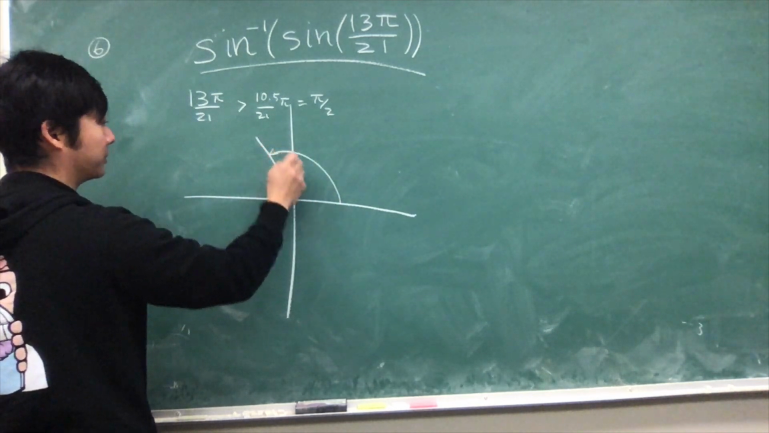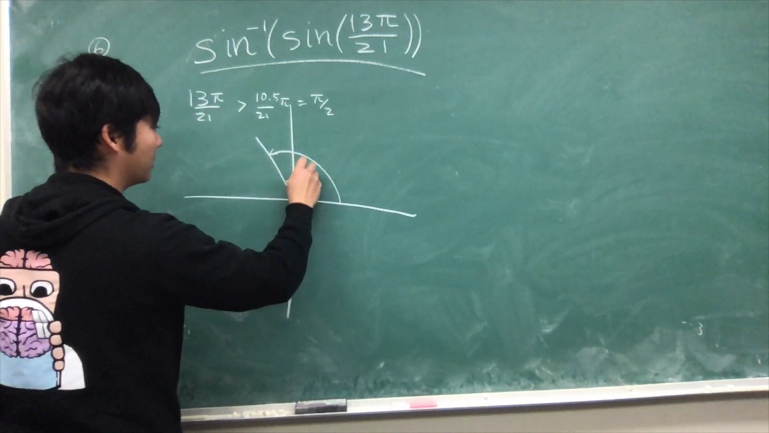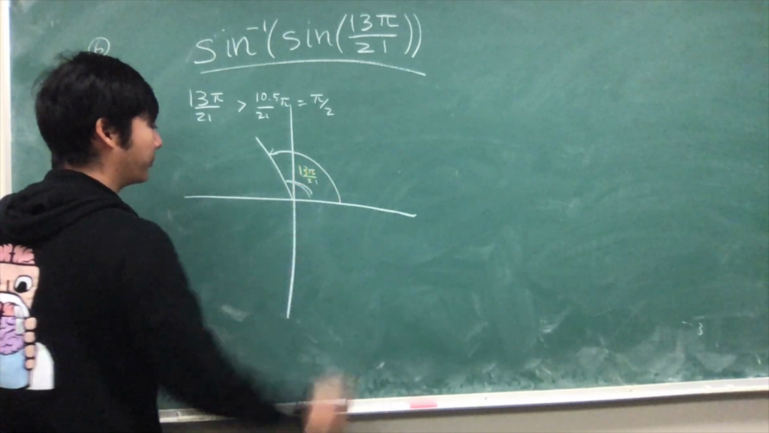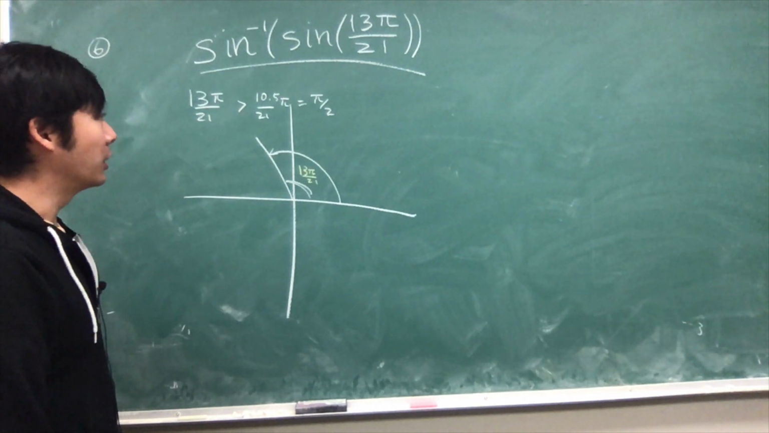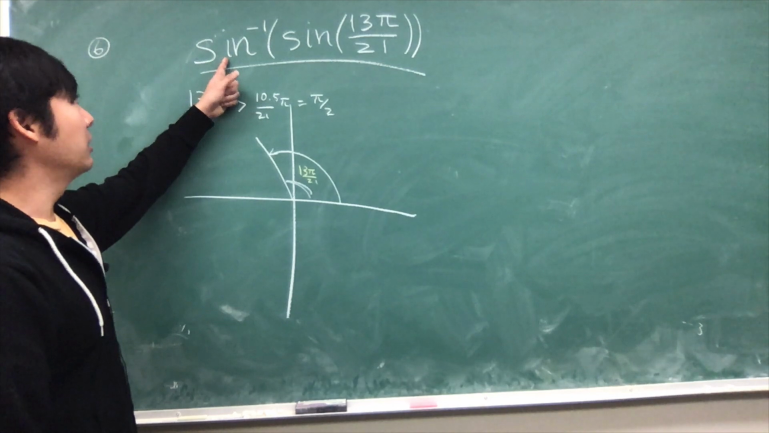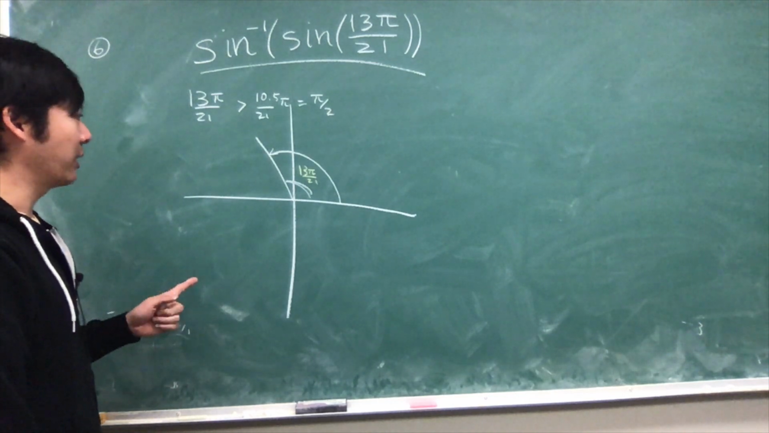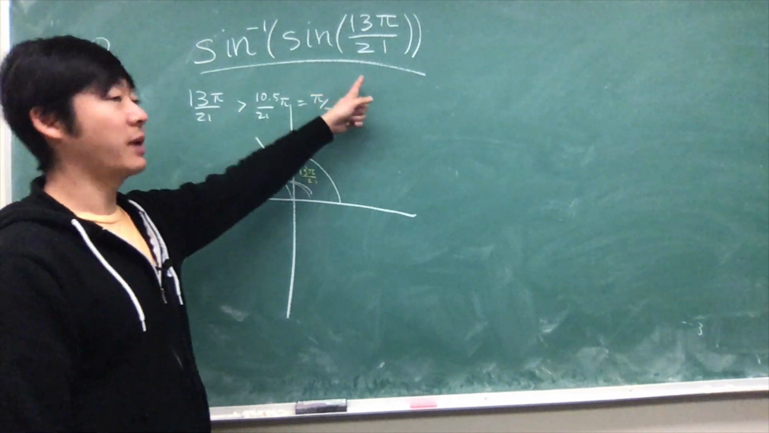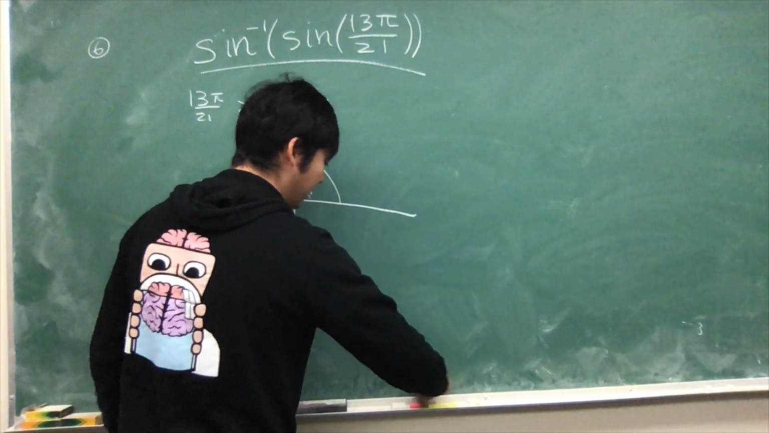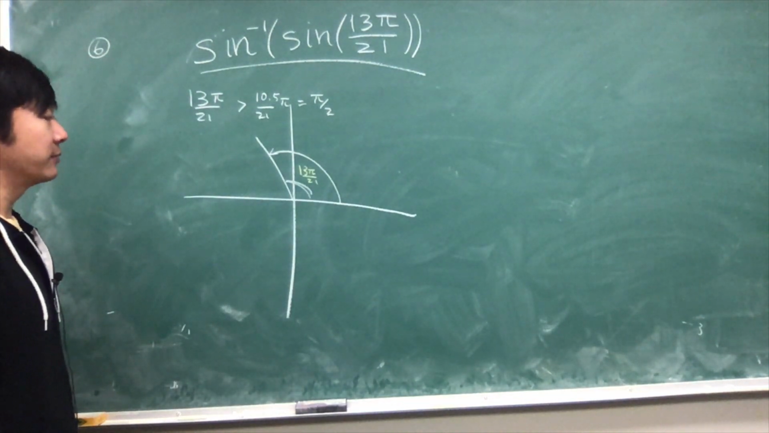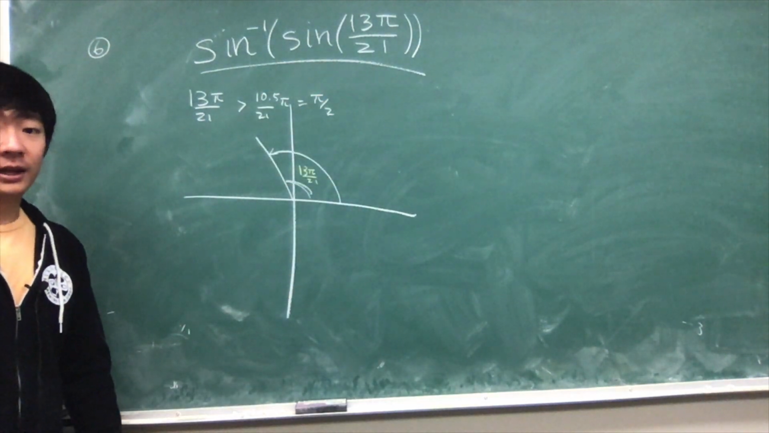So this angle is 13 pi over 21. If we want to ask for the value of sine inverse of this, well, it won't fall in the correct range. So it's not 13 pi over 21. What we need to do is find an angle that has the same sine value as 13 pi over 21 and is in the range of inverse sine.